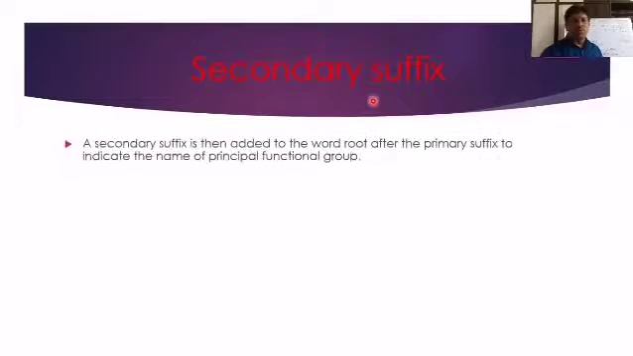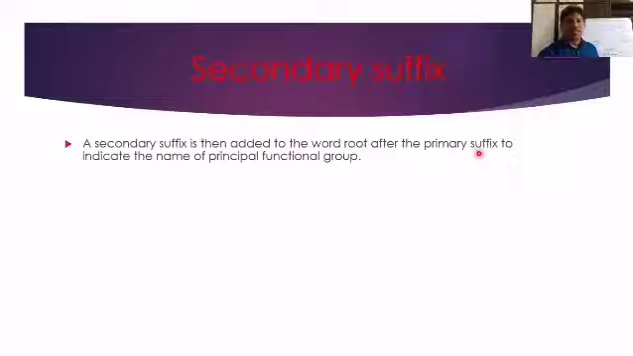Next, secondary suffix. Generally, as I told you, the secondary suffix indicates the name of the principal functional group. So what is the principal functional group? If there are 2 or more functional groups in the given carbon chain, one will act as what? One senior group will act as the principal group, and the remaining functional groups will act as substituents. A secondary suffix is then added to the word root after the primary suffix.